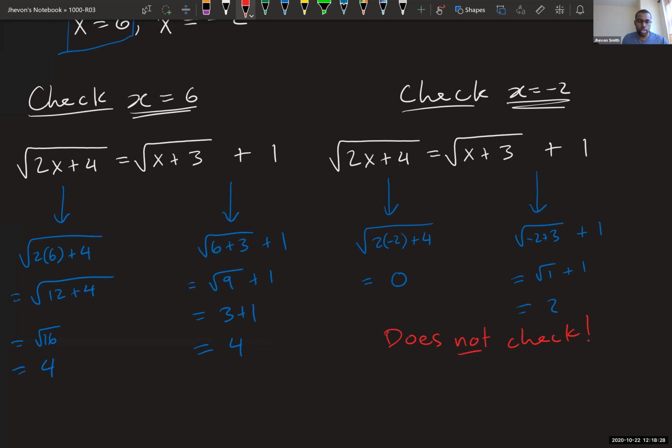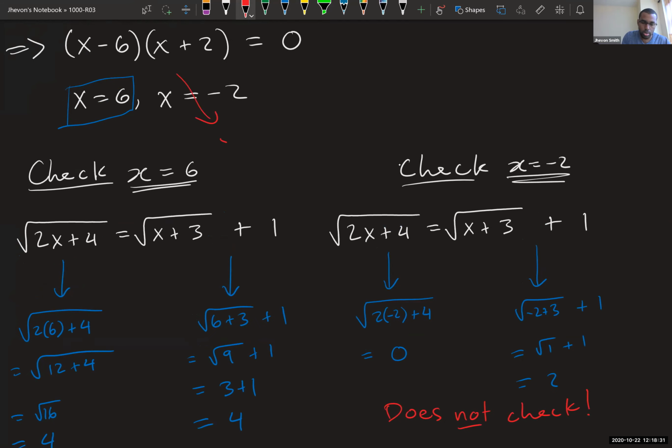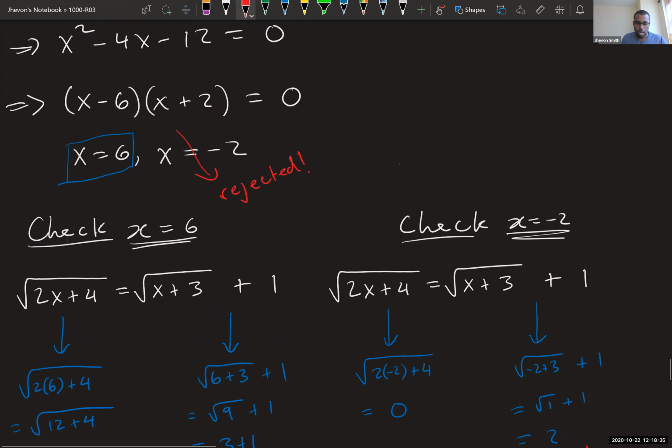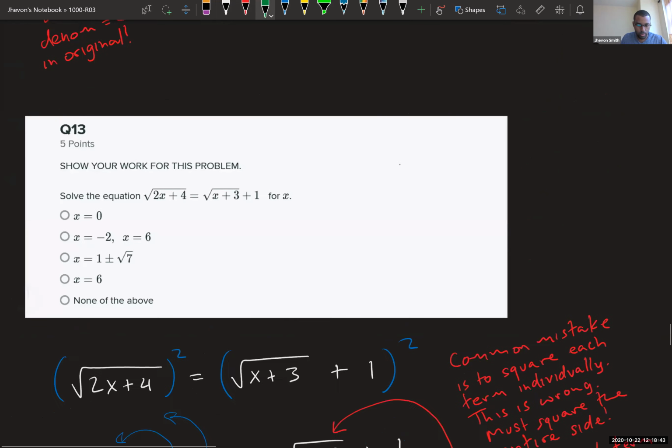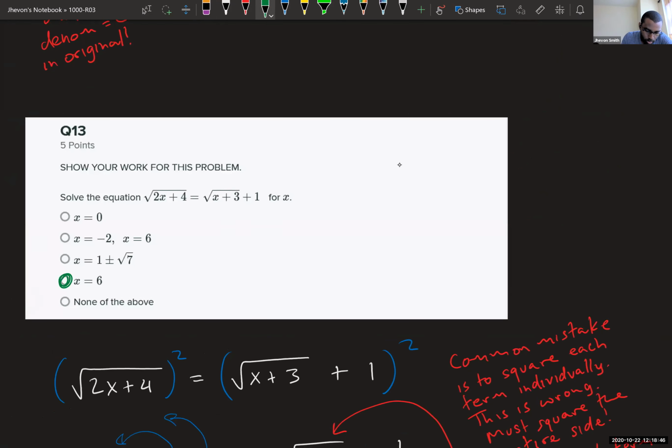So x equals -2 is rejected. Or just reject, just keep present tense. We live in the moment. Okay, so just x equals 6. I have a question for that one.